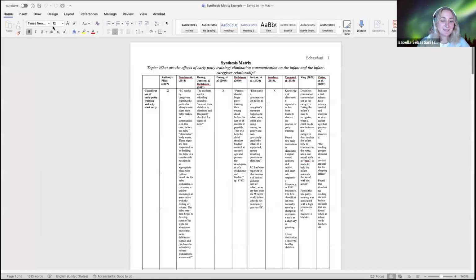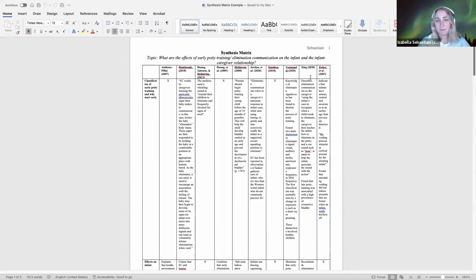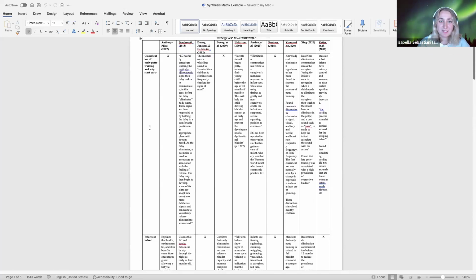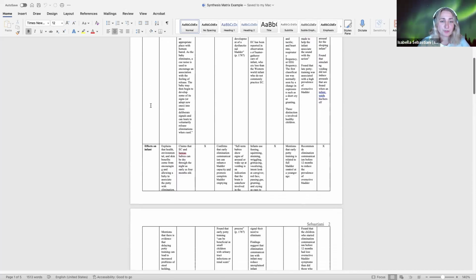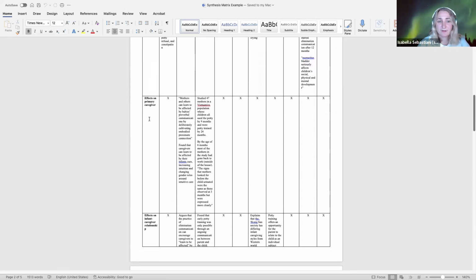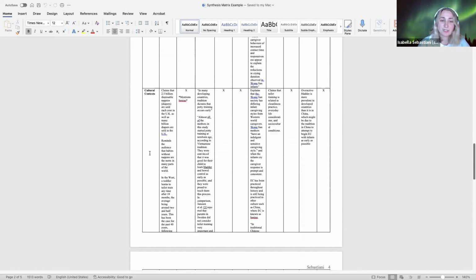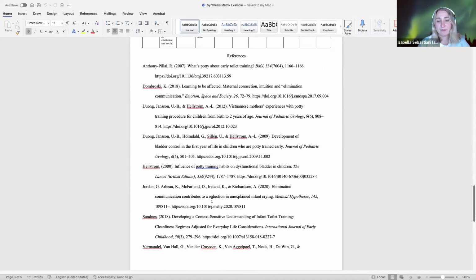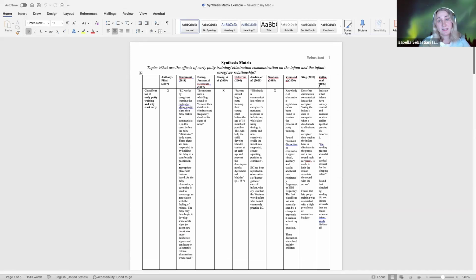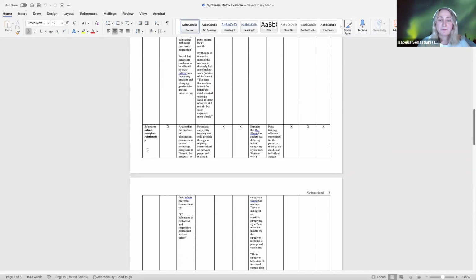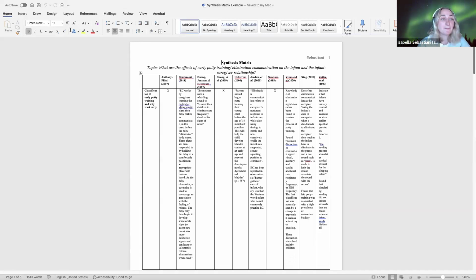Here we go. So an example of this is here. Up at the top, we have our resources. And then on the side, we have the main topics that I would like to discuss. So we have classification of early potty training and why cultures choose to start early, effects on the infant, effects on primary caregiver, effects on infant caregiver relationship, and cultural context, and then the reference list at the bottom as well. So this reference list is important, as well as at least 10 resources, and then maybe 5 or 6 different topics that you would like to include in your paper.